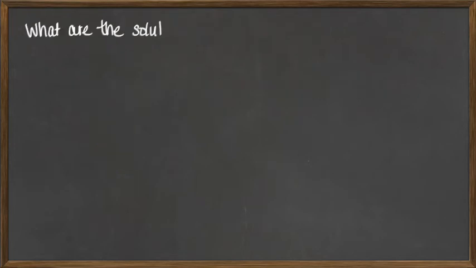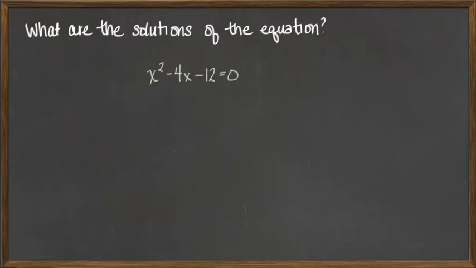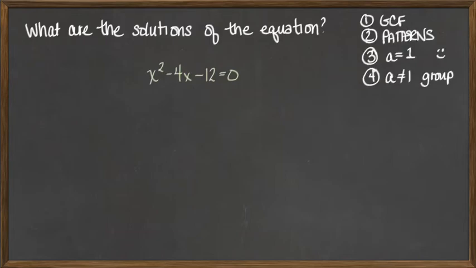What if it took a little extra work? Meaning it wasn't already presented to me having been factored, but I might have to do it myself. That means we have to remember that strategy we had for factoring. It went a little something like this. We look for greatest common factor, we look for patterns. We hope that A is 1. If it's not 1, then we have to group.